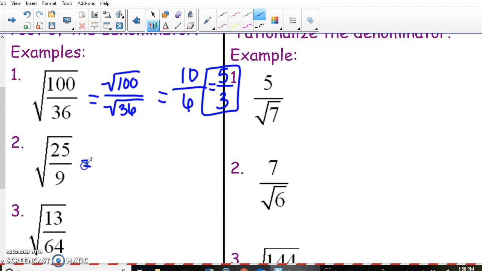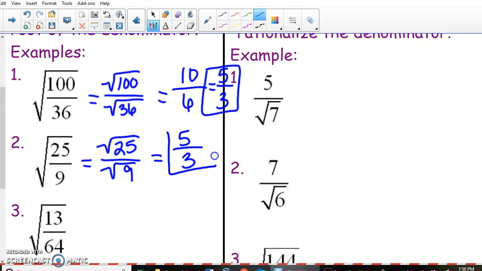Okay, the next one, same kind of thing. I'm going to just separate out my radicals, so square root of 25 over the square root of 9. Square root of 25 is 5. Square root of 9 is 3.